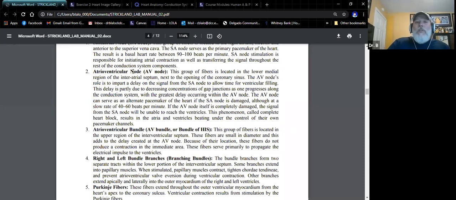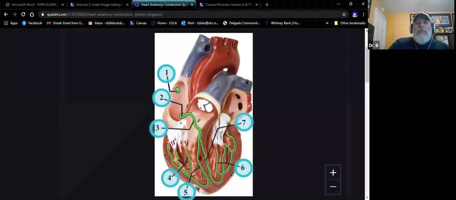As the AV node depolarizes, it's then going to send that depolarization wave through a bundle of fibers called the bundle of His. Now, you can also refer to it as the AV bundle. This is going to be in the top part of the interventricular septum. So the AV bundle, or the bundle of His, is going to be this portion right here, as it's coming down through the interventricular septum.